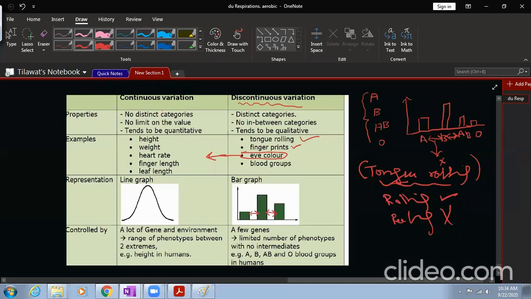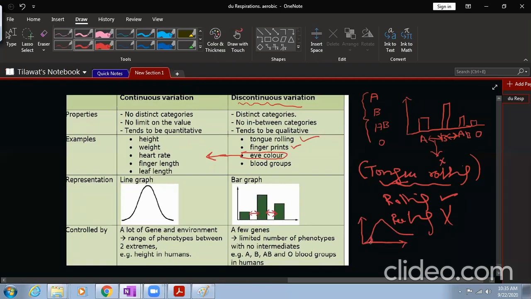No, like this, A, B. Between A and B there is another category. Let's suppose, for example, I draw a graph for your class height. You will see here, I will draw a line graph because I have a value at every point.